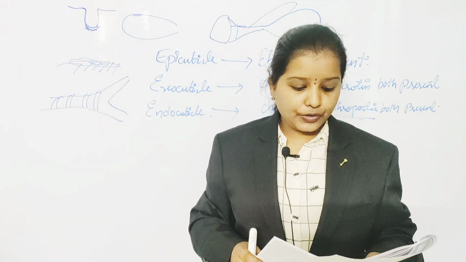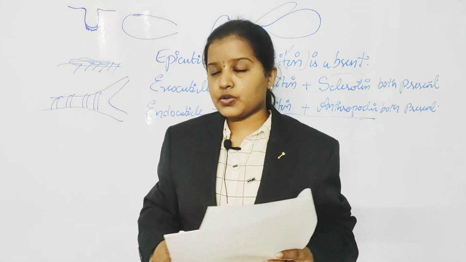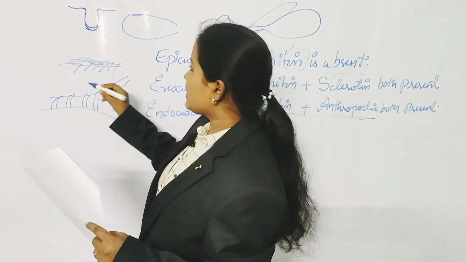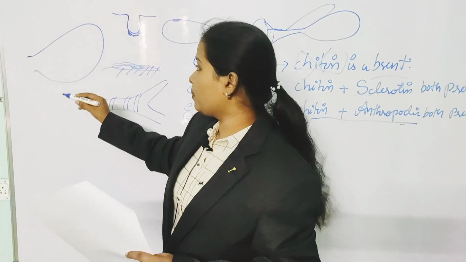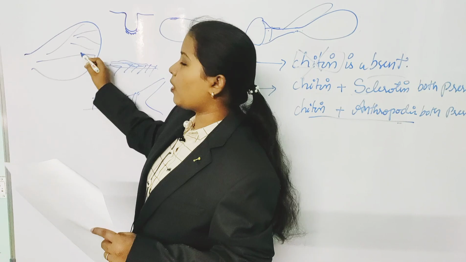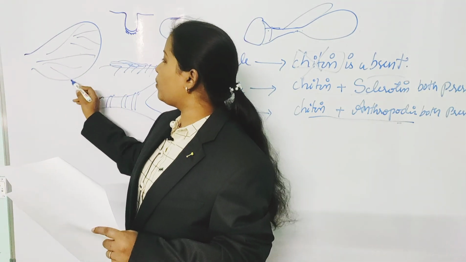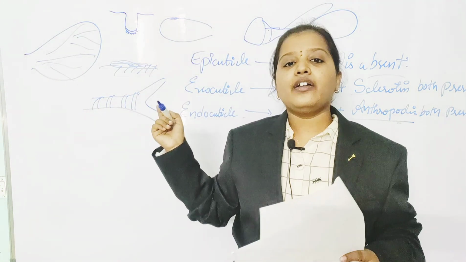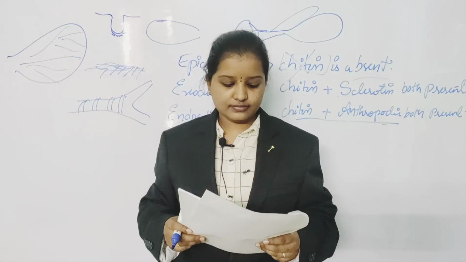The posterior part of the wing where veins are sparsely distributed is known as... Suppose this is the wing region. This wing region is divided into two portions. The anterior portion which contains many veins is called remigium, and the posterior region which contains only few veins is called vannal region. So vannal area.